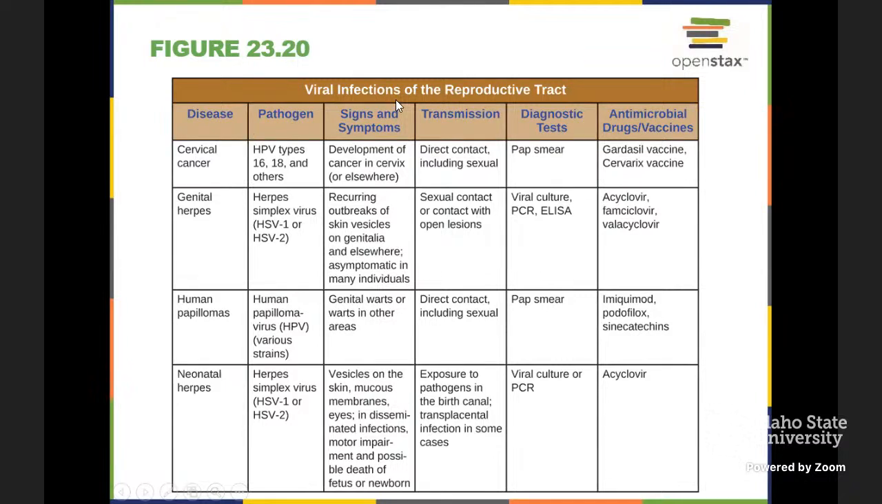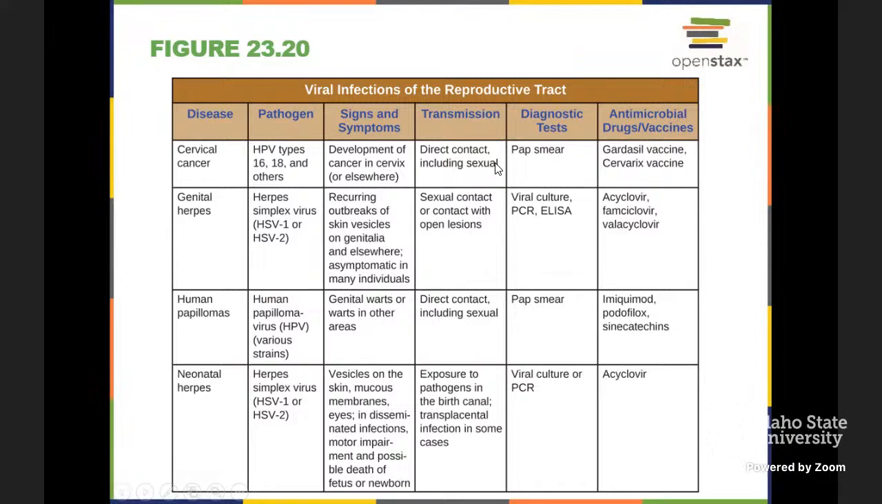So for our viral cervical cancer, HPV, the human papillomavirus, 16 and 18 are the common types or strains of that, but there are others. There are potentials for cervical cancer, but it can also develop elsewhere, in the mouth, anus, all sorts of opportunities, not just cervical cancer. There are vaccines against this, Gardasil and Cervarix, to protect against the development of this.